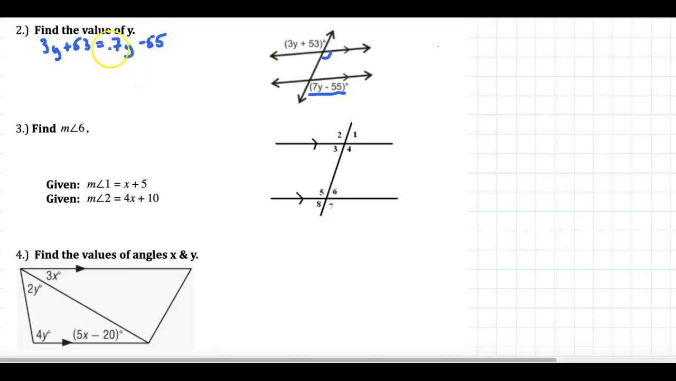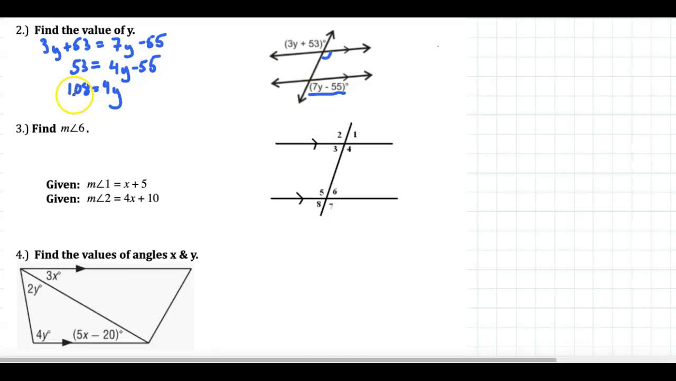Okay. I just want to isolate y, so I think it's best if I subtract 3y from both sides. So let's do that first. So 53 is equal to, that would be now 4y minus 55. And then I'm going to add 55 to both sides. So that would be 108 equals 4y.